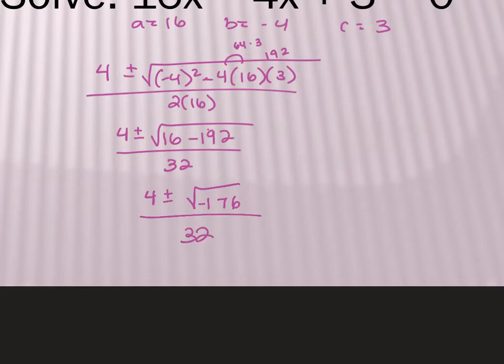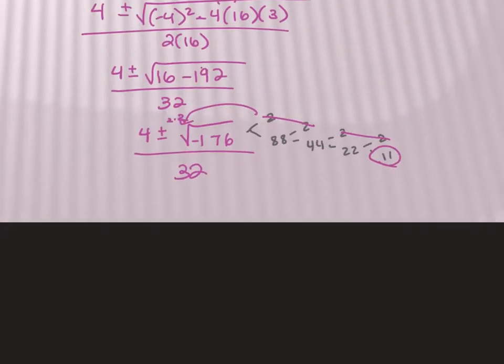Yeah. Over 32, and then you've got to break this down into a product of primes. So 2 goes into here, it would be 88, times 2 goes in there, 44, times 2, 22, 2, and 11. For each pair of 2s, one's going to go to the outside. So that's 1, 2, then there's another 2, the 11 stays underneath, and this is negative, which means the i is going to come to the outside as well. So I end up with 4, plus and minus 2 times 2, which is 4, the i that's out there, the 11 stays underneath, over 32.